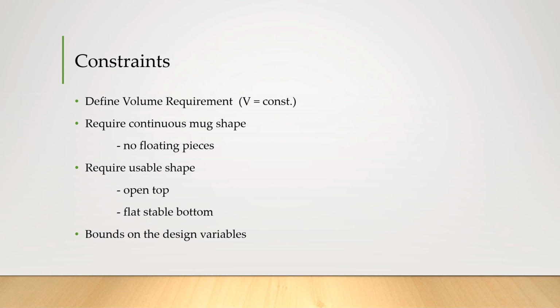I will also define constraints on the design space that will also be functions of the design variables. I will design the volume of coffee held by the mug to be constant for every design. I will also require that the mug be continuous, so no floating pieces. I will then require the shape to be usable, so that the top must be open and the bottom is flat and won't tip over. Then I will impose some reasonable bounds on the design variables.